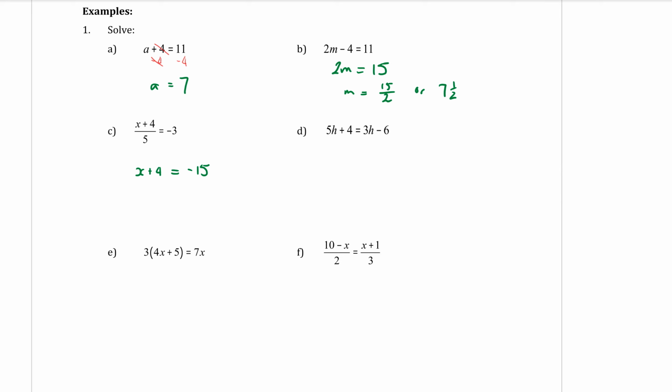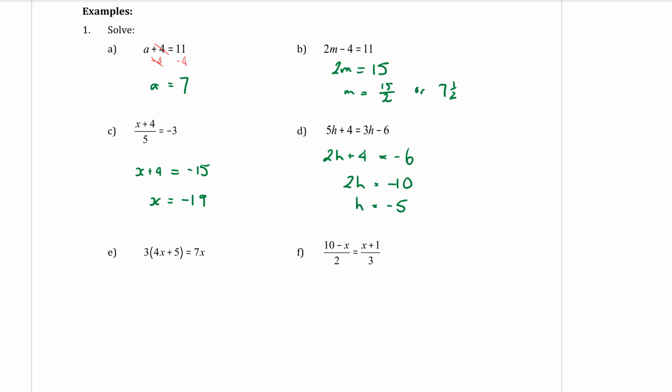Now minus the 4. So x equals minus 15 minus another 4 is minus 19. Part d, pronumerals on both sides. I always like to move the smaller one, which means I'm going to subtract the 3h. So 5h minus 3h is 2h plus 4 equals a minus 6. Then a normal 2-step equation from there. So I want to subtract 4. 2h equals minus 6 minus another 4 is minus 10. And lastly, to divide by 2, you get minus 5.